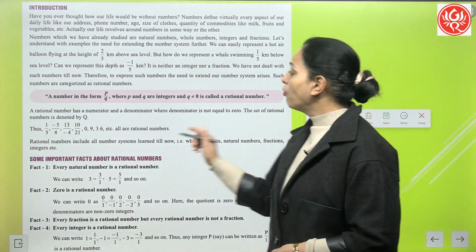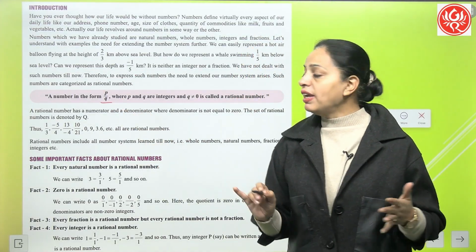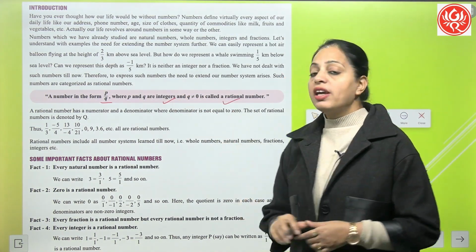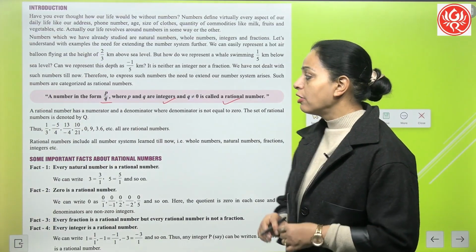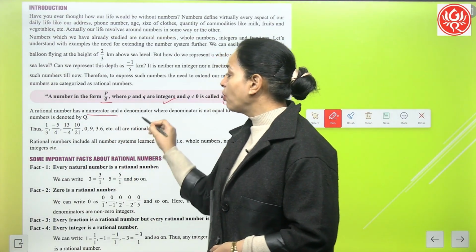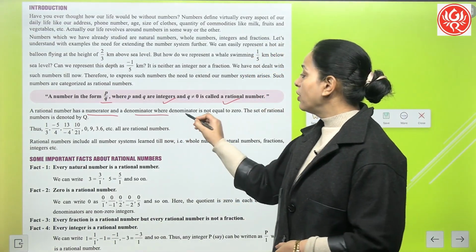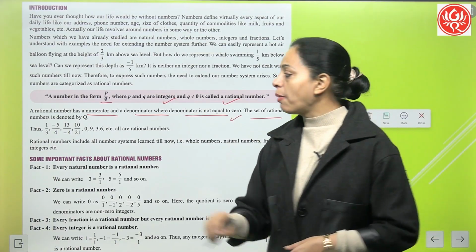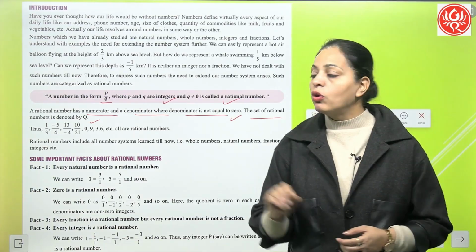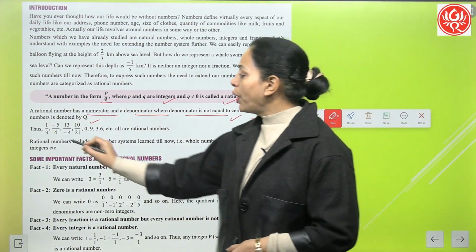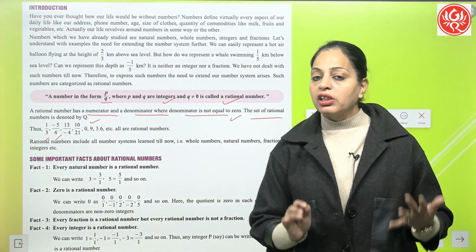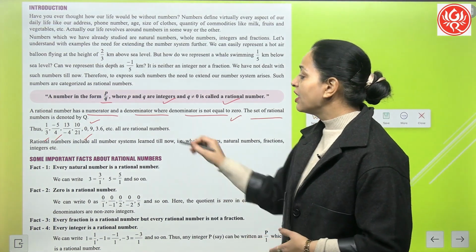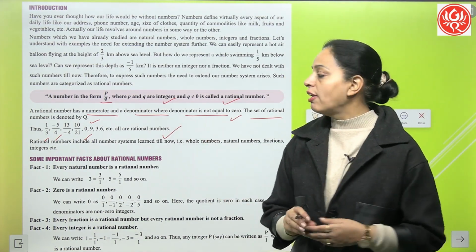So a number in the form p upon q, where p and q are integers and q is not equal to 0, is called a rational number. So a rational number has a numerator and a denominator, where denominator is not equal to 0. The set of rational numbers is denoted by capital Q, right? So 1 by 3, minus 5 by 4, 13 upon minus 4, 10 upon 21, 0, 9, 3.6. These all are rational numbers.